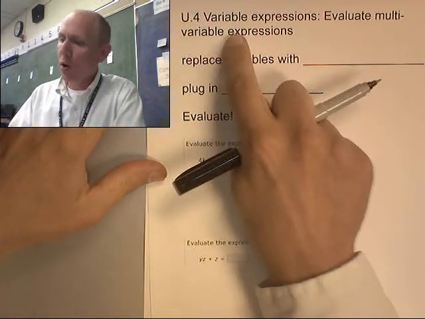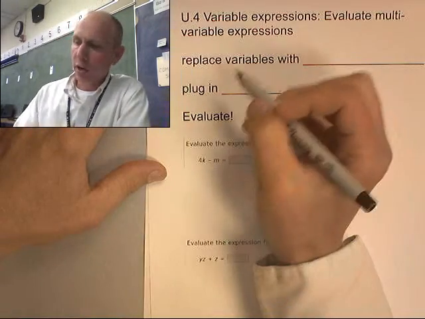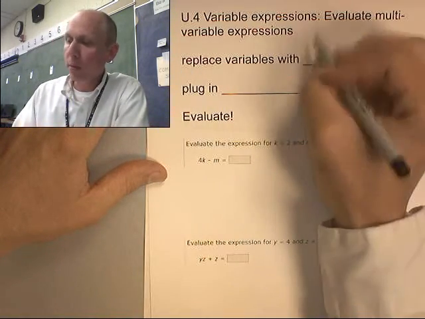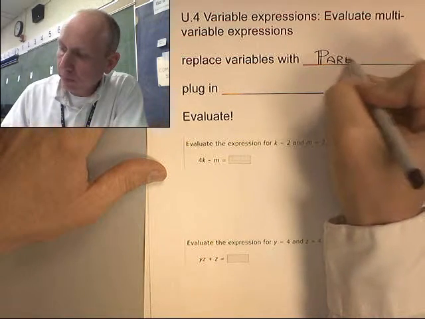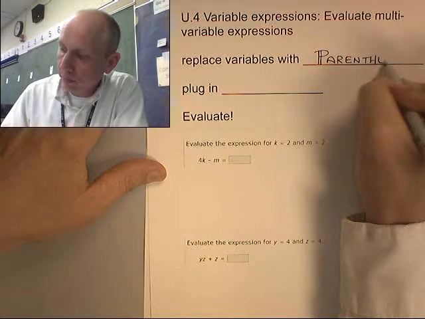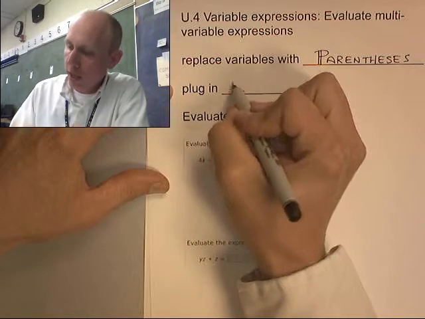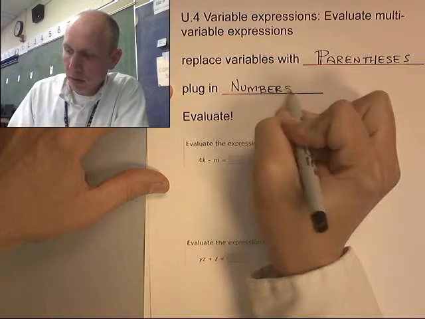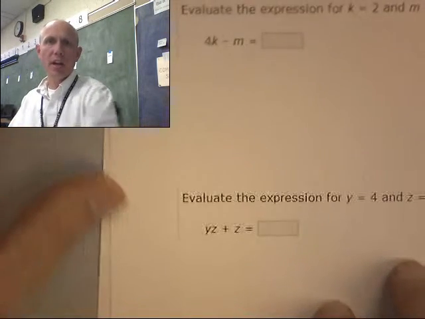Okay, here we go. Variable expressions. Evaluate multivariable expressions. You already know how to do this, except now we're doing it with two variables, two or more. Replace variables with parentheses. Plug in the numbers. Evaluate what you have after that. Here's our first one, right about there.